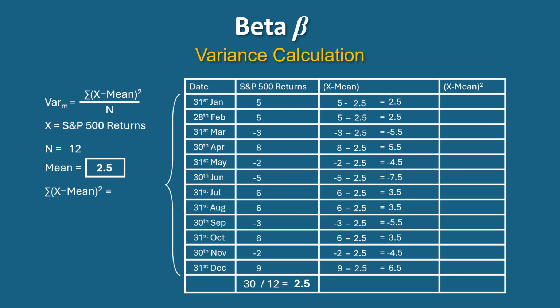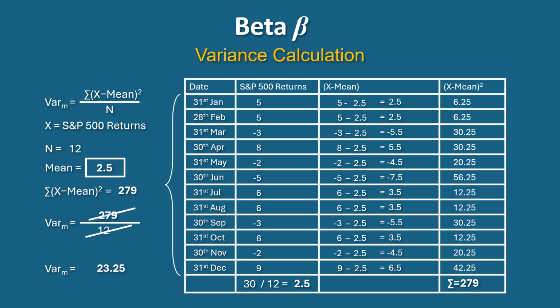Then square each of these. January, 2.5 squared equals 6.25. February, 2.5 squared equals 6.25. March, negative 5.5 squared equals 30.25. We calculate this for all 12 months. Then we sum all the squared differences. The total sum is 279. Now, variance equals 279 divided by 12, which by calculating it, we get answer, which equals 23.25. Congratulations, we have successfully calculated variance, 23.25.